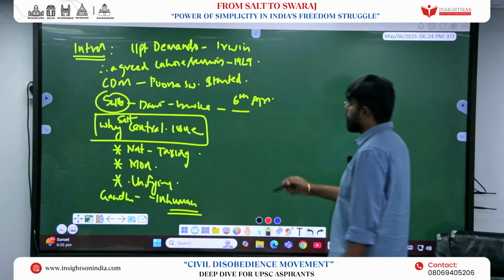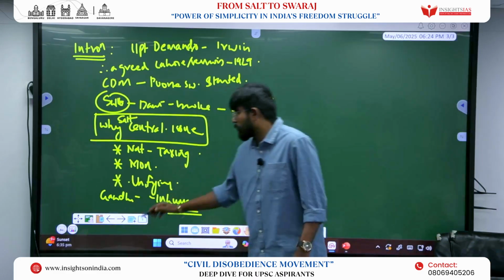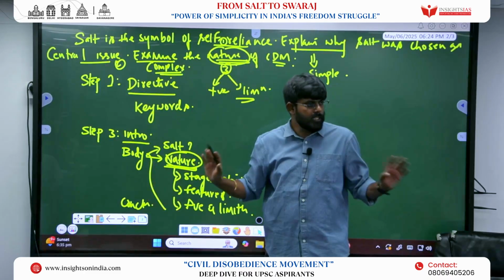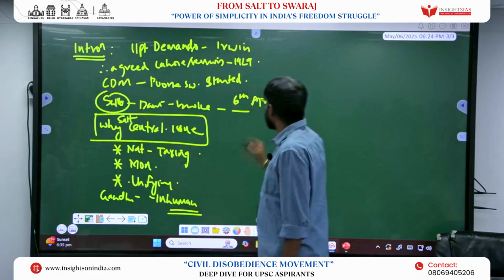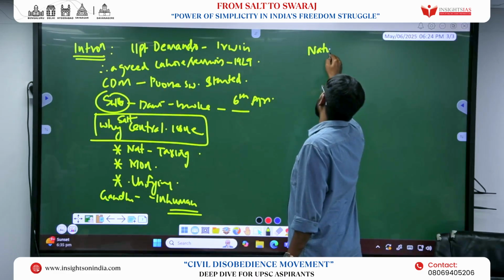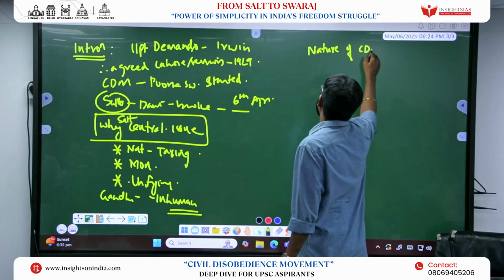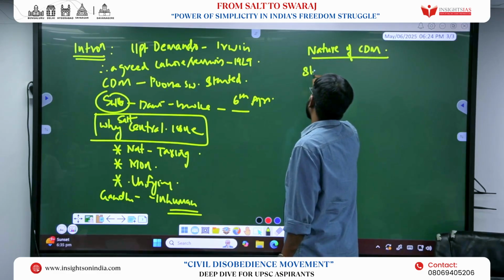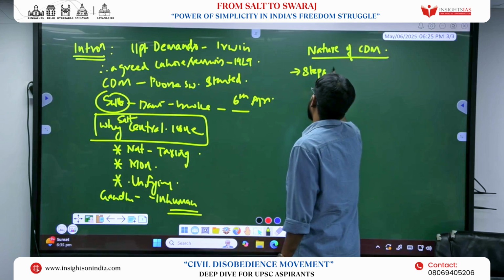Now what is the next subheading? Now you have answered the first part of the question. They have asked you why salt was chosen as the central issue. Now you have explained it. Now what is the next part? Nature. Right? Nature of CDM. First point, you have to write under nature, steps and objectives.